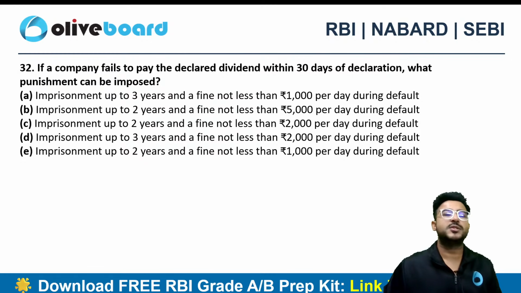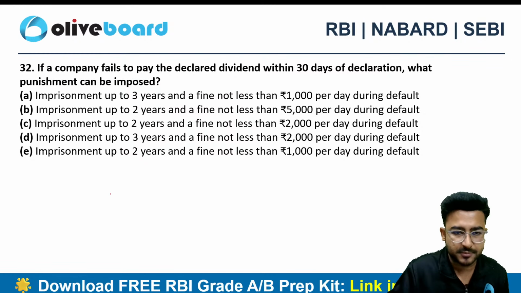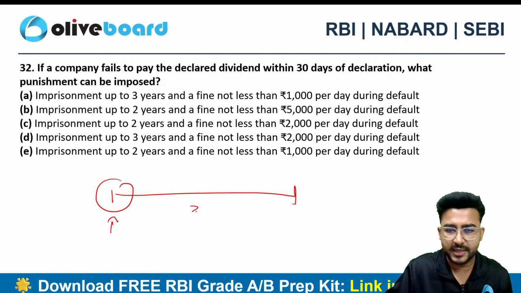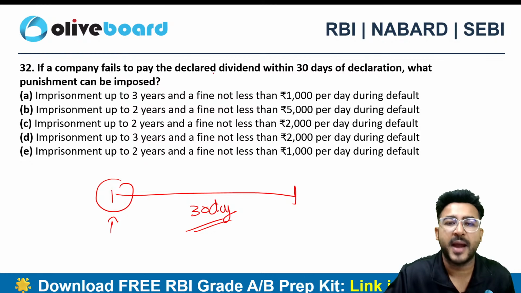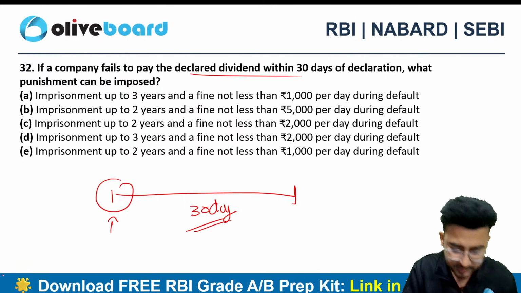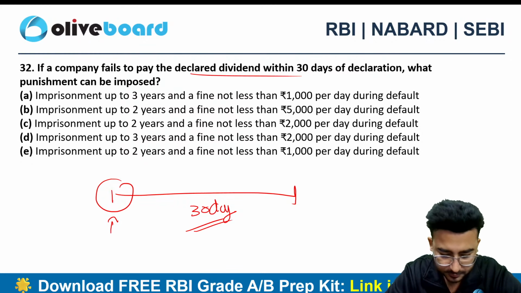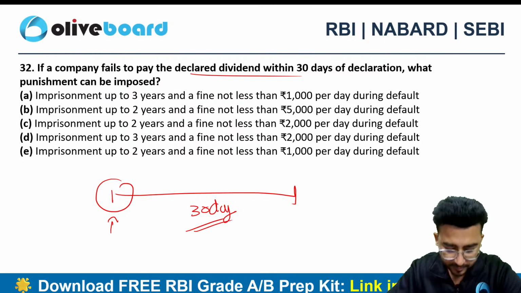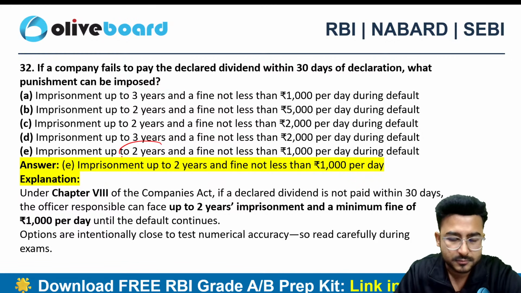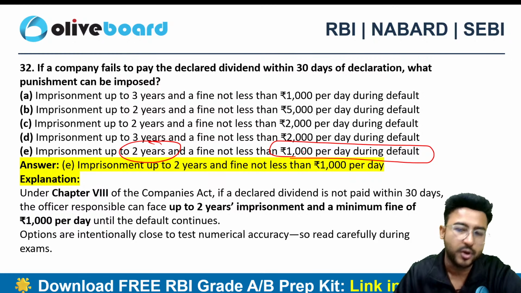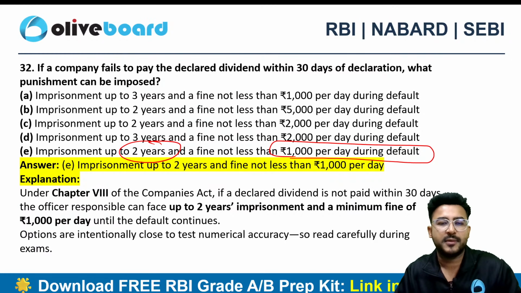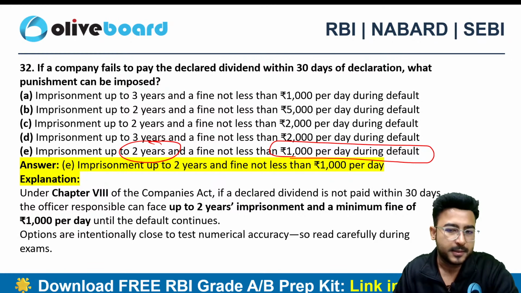Next one. If a company fails to pay the declared dividend within 30 days of the declaration, let's suppose I have declared the dividend here. Now within 30 days, I failed to pay my declared dividend. What kind of punishment can be imposed here? Any idea about this one, guys? There will be imprisonment up to 2 years and a fine not less than 1000 rupees during the default. Option E here is the correct choice. Imprisonment up to 2 years and a fine of 1000 rupees per day.